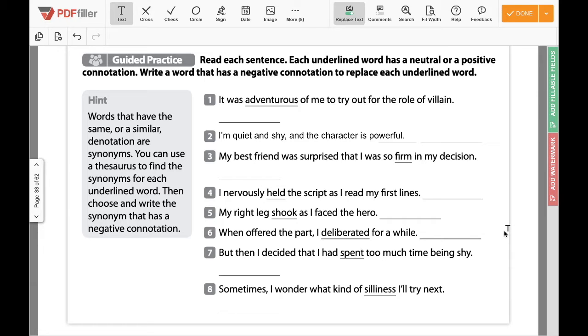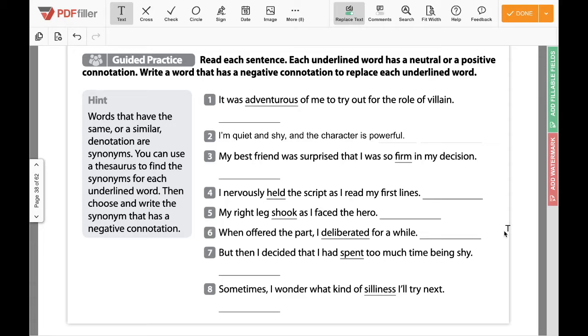And then what we're going to do is write a word that has a negative connotation to replace each underlined word. And obviously, we don't want to change the meaning of the sentence, just how the sentence is perceived by other people. So it says, hint, words that have the same or a similar denotation, which again, denotation is just the actual meaning of the word or the dictionary definition of the word, are synonyms.